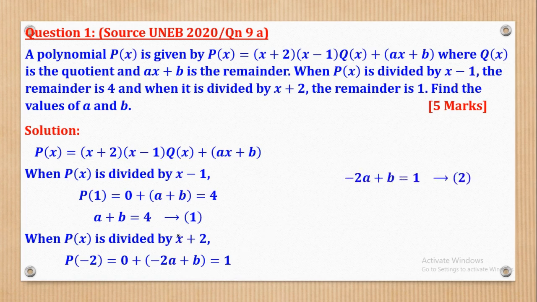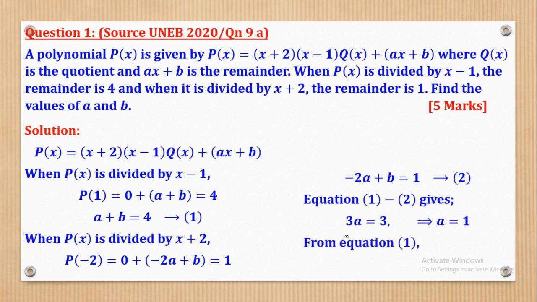Now we have 2 equations and 2 unknowns, so we have to solve them simultaneously. When I subtract equation 2 from equation 1, I'll come up with 3a equal to 3. Therefore, a is equal to 1. Then from equation 1, I get the value of b as 3. And that is what they wanted.